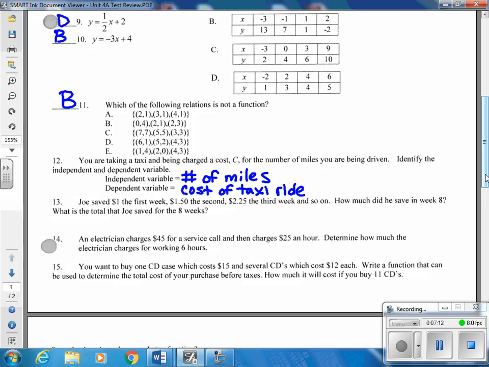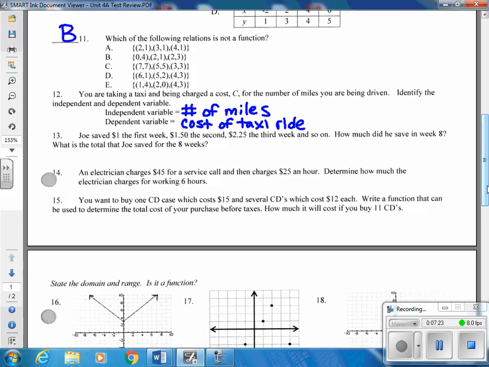All right, for 13, 14, and 15, you are going to either set up a table or set up an equation and solve for whatever it's asking for. Sometimes this can be a little trickier depending on how your brain works. For number 13, a table is the best way to get this, only because of the way it's set up and the pattern that you're going to discover.